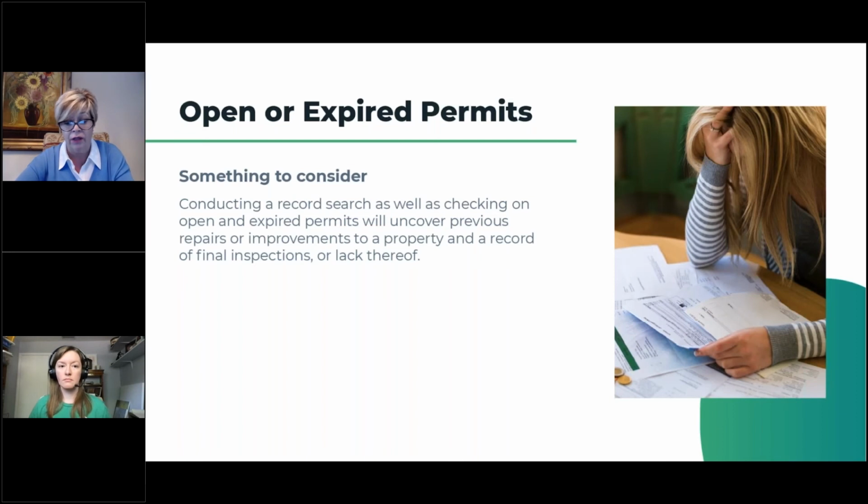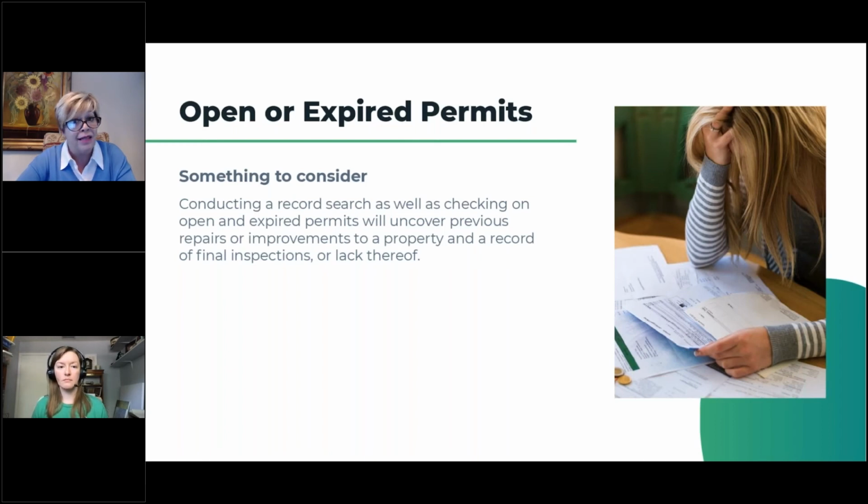It's going to either uncover the fact that a seller has pulled permits because they had some interest in doing some type of home improvement project, and whether the permit is open or has expired, they just never got around to doing the work and never closed out the permit. Or it could be something as serious as the fact that they pulled the permit, they did the work, and for whatever reason, it didn't pass inspection.